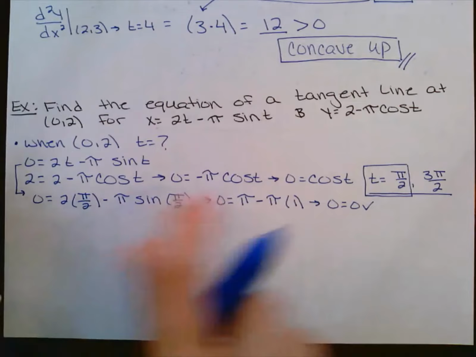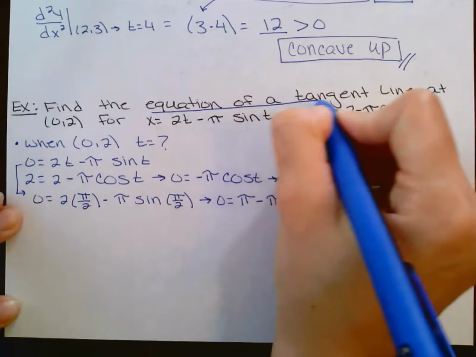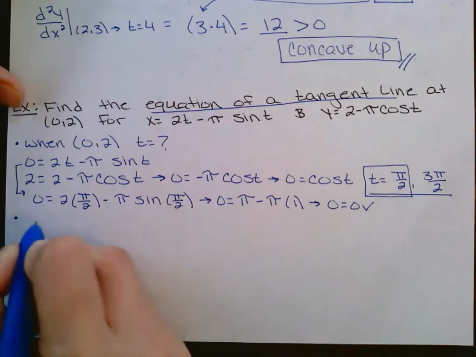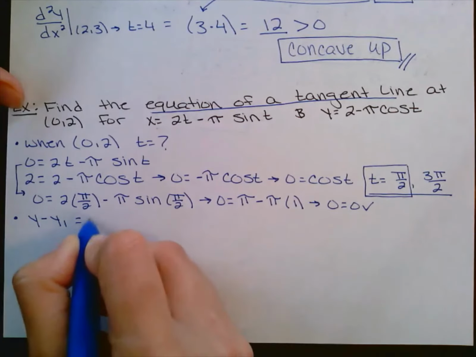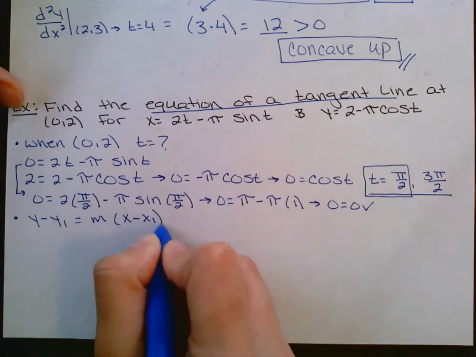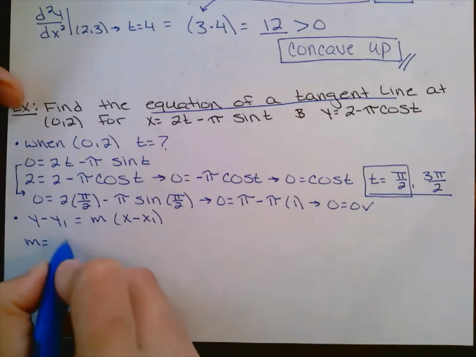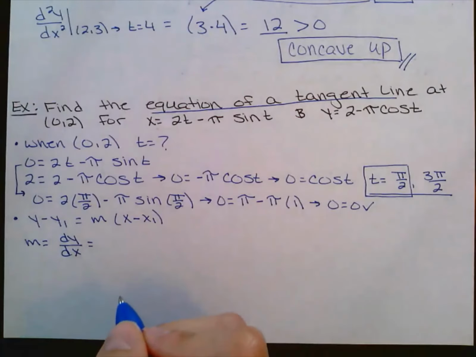So now that I know my t is, I'm working with an equation of a tangent line. Very, very popular question on the AP test. And that means that you're working with y minus y1 equals slope, which we're going to have to find, times x minus x1. So in this case, the slope is the derivative. So dy dx. Okay, I'm going to go ahead and go a little faster here.